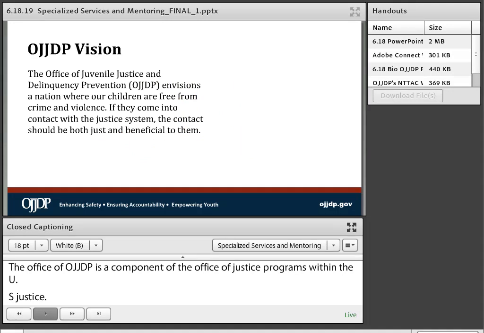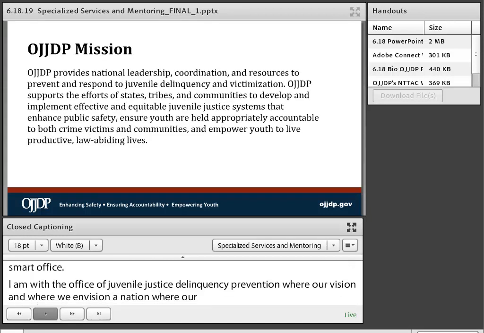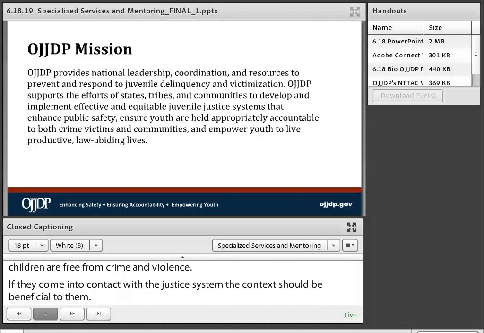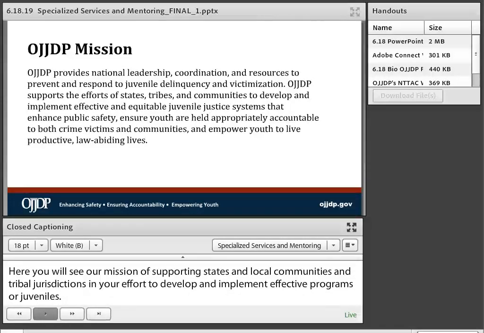And again, I am with the Office of Juvenile Justice and Delinquency Prevention, where we envision a nation where our children are free from crime and violence. And if they do come into contact with the justice system, that contact should be both just and beneficial to them. Here you'll see our mission: by supporting states, local communities, and tribal jurisdictions in your efforts to develop and implement effective programs for juveniles, our office strives to strengthen the juvenile justice system's efforts to protect public safety, hold offenders appropriately accountable, and provide services that address the needs of youth and their families.